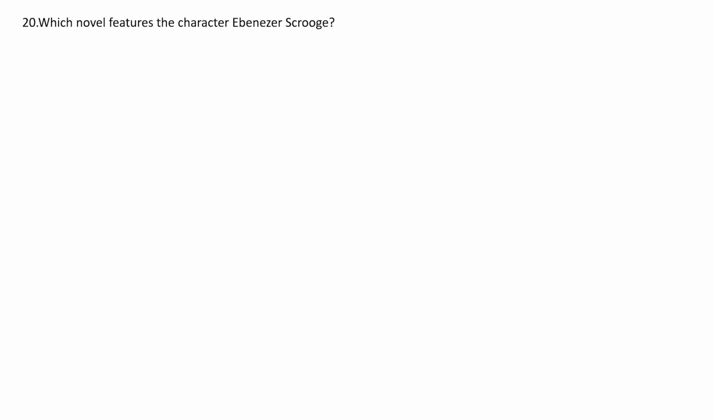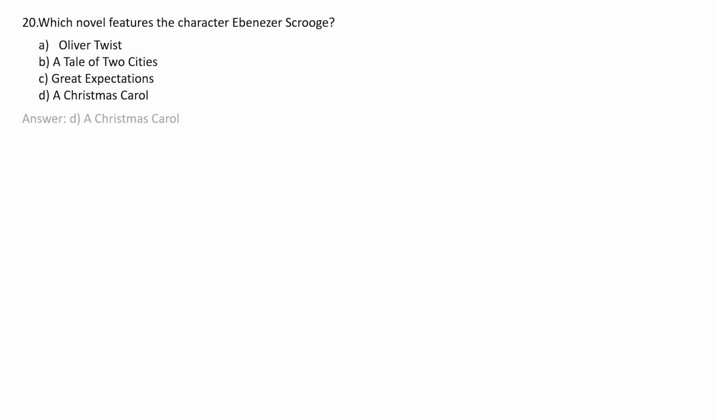Question number 20. Which novel features the character Ebenezer Scrooge? Option A, Oliver Twist. Option B, A Tale of Two Cities. Option C, Great Expectations. Option D, A Christmas Carol. And the correct answer is A Christmas Carol. A Christmas Carol was written by Charles Dickens in 1843 and published in 1845 as a holiday story that quickly became a sensation among Victorian readers.